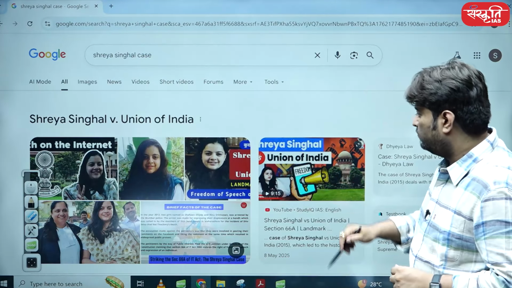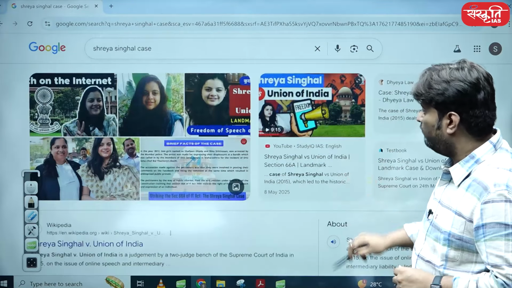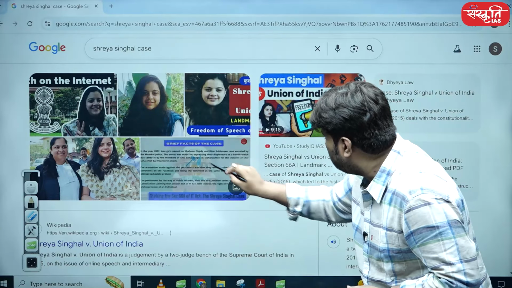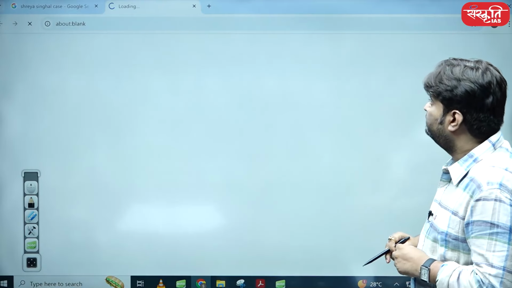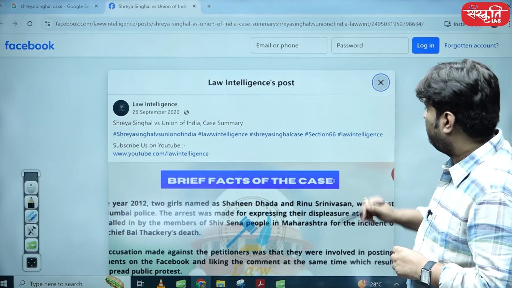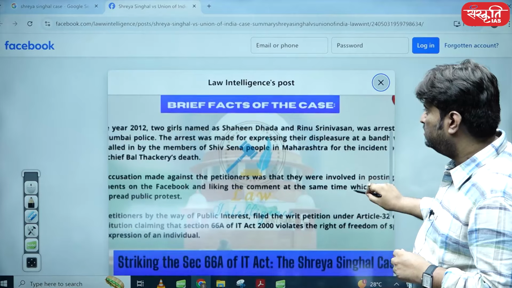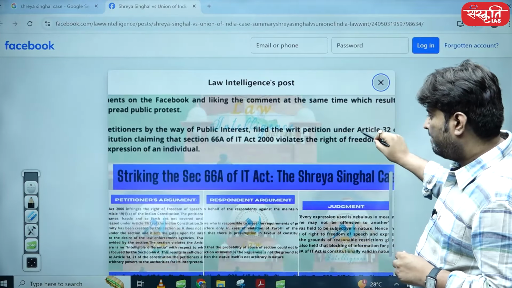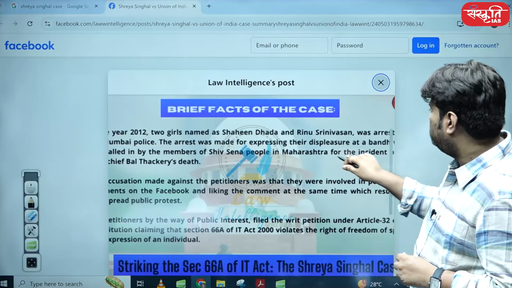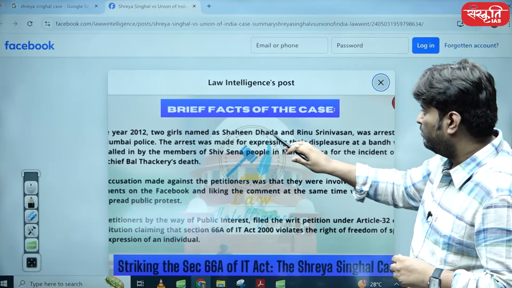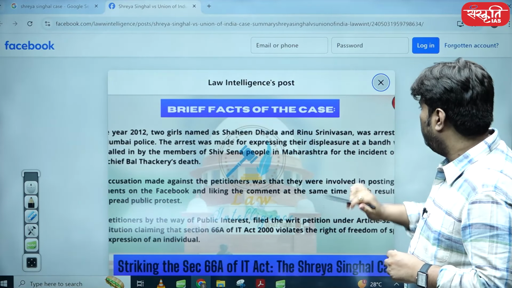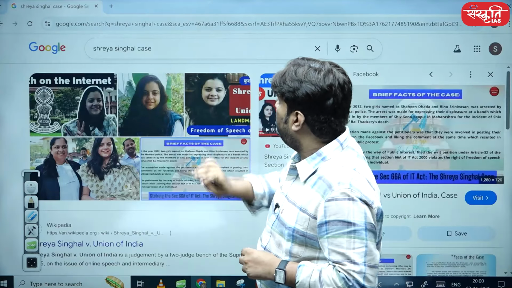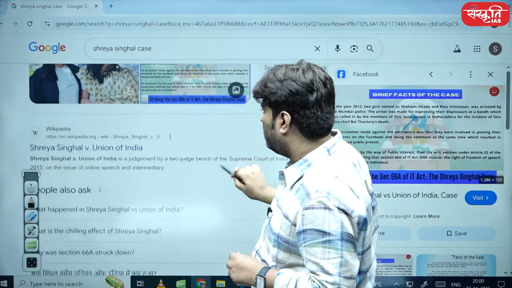So this is what Shreya Shingal case is all about, student. A very, very famous case. And let me click one image over here. I hope this image, this is no, आधा दिख रहा है ये तो. There is related to police station, Mumbai police station, Shaheen Dhada and Renu Srinivasan, दो लड़कियों का एक वो केस बना था.